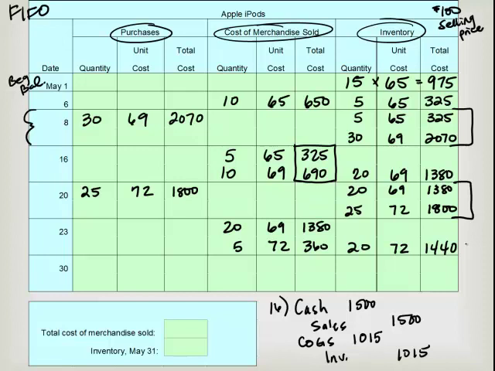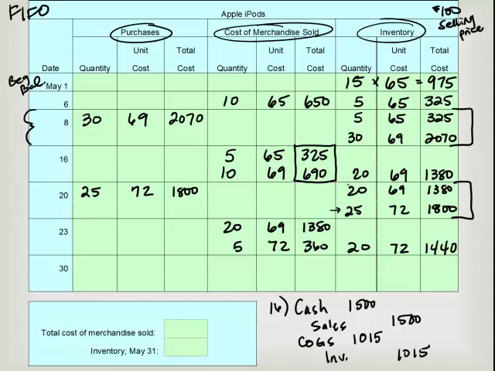Now, if we were doing LIFO, we would take from the bottom up. Last in would be sold first. So on the 23rd, this 25 unit sale, we would actually just sell all of the 72 units. Okay, y'all see how that would work? You would just sell all of these if we were doing LIFO, but we're doing FIFO, so we take from the top down, first in, first out.